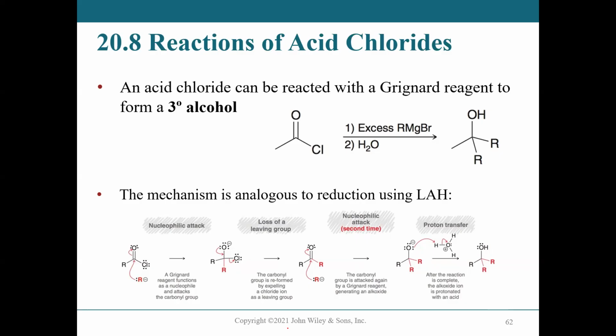So we see we have a nucleophilic attack, followed by the loss of a leaving group. We have a second nucleophilic attack, followed by the proton transfer. But the reaction between an acid chloride and a Grignard reagent cannot be used to produce a ketone. Using one equivalent of the Grignard reagent simply leads to a mess of products.